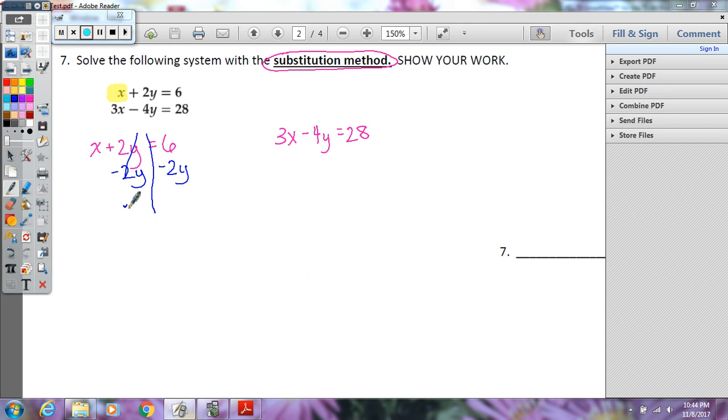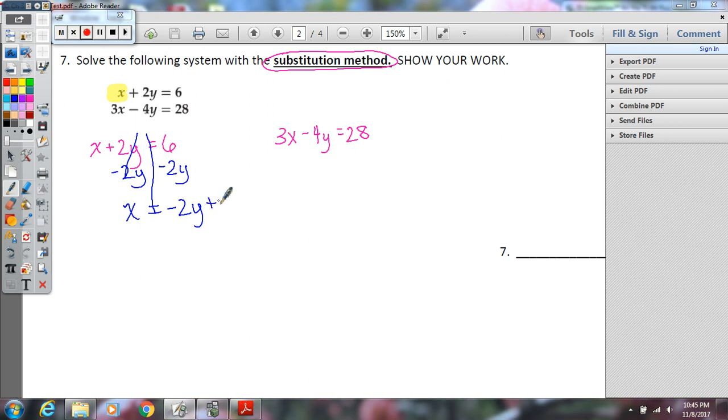Now, that's going to leave us x is equal to. Be so careful here, guys. You cannot combine the negative 2y and the 6. Those are not like terms. So they just get written right beside each other. Negative 2y plus 6. Now, mission 1 is accomplished. I've solved it for x.